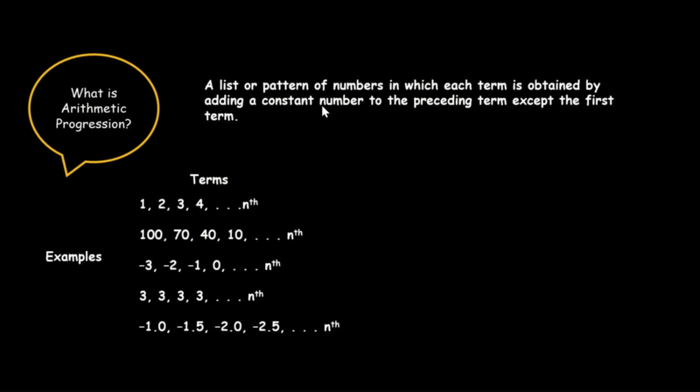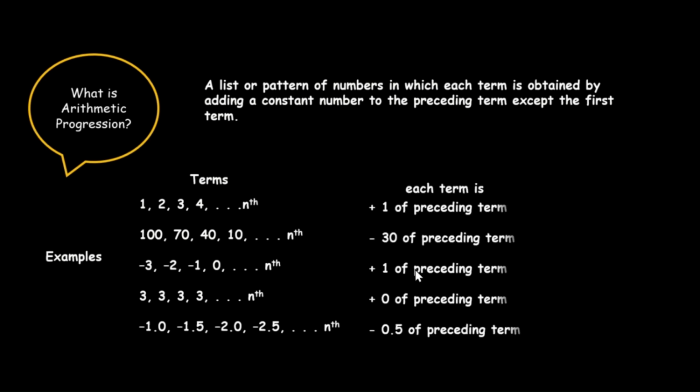Now, let's see what is the constant number which we have to add to the preceding term to get the next terms. So, in this example, 1 is the first term, and by adding 1 to 1, we get 2, which is the next term. And by adding 1 to 2, we get the third term, which is 3 here. So each term is built by adding 1 to the preceding term.